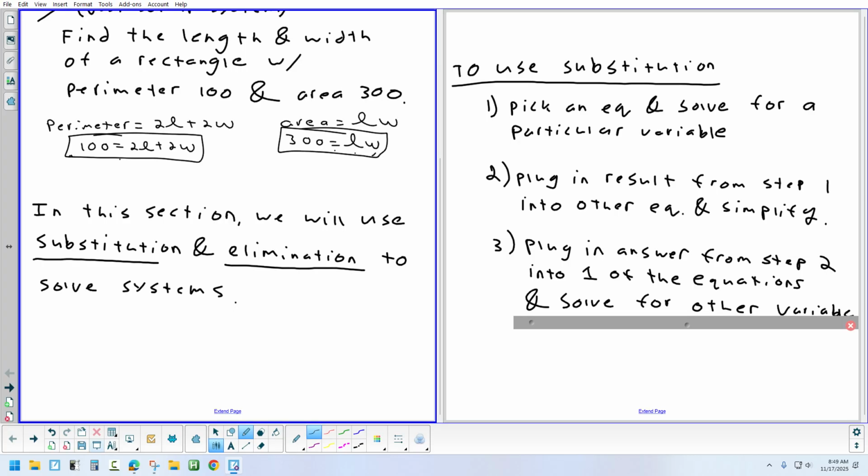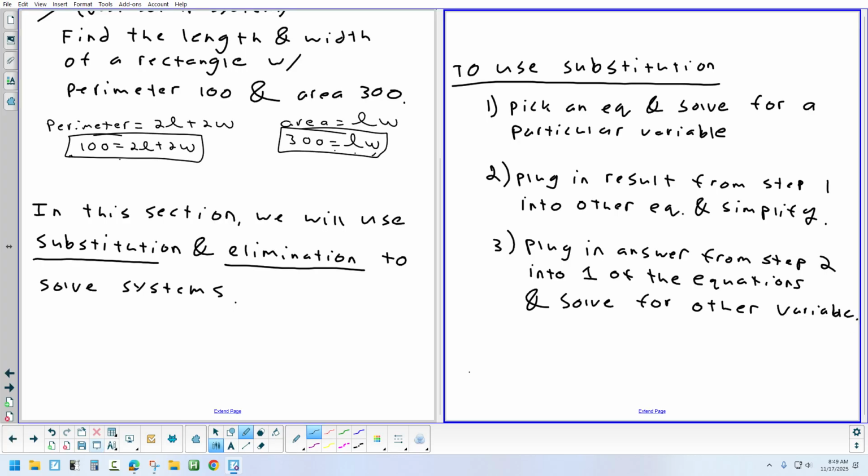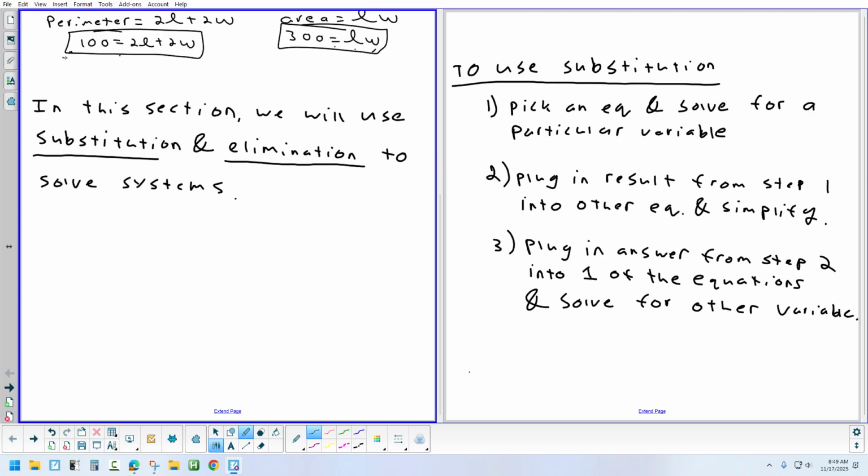Okay, so those are the 3 steps when you are doing substitution. Substitution works well when you have 2 equations that are not in the same format. So if you look at the one on the left, another equation in the same format would be something like 30 equals 5L minus 6W. Those 2 equations have the same setup.